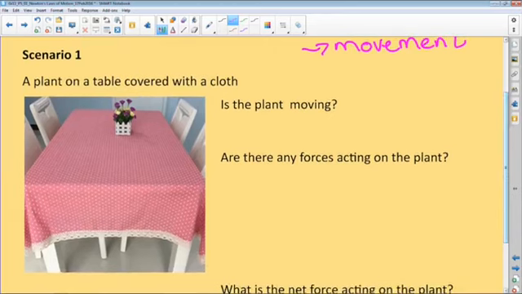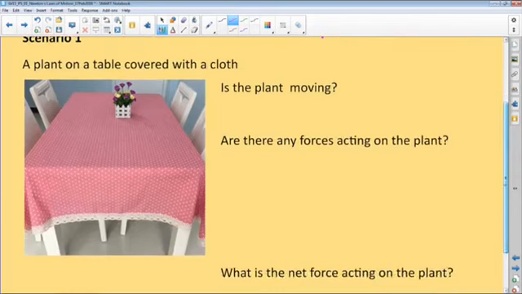There's a plant on a table, and the table is covered with a cloth. And we've got a nice picture here with a plant on the table, and we've got the tablecloth covering it. So look at these three questions. Is the plant moving? Are there any forces acting on the plant? And what is the net force acting on the plant?